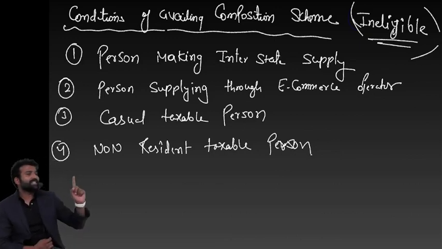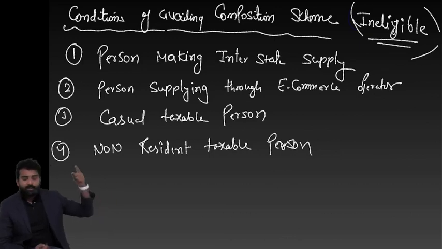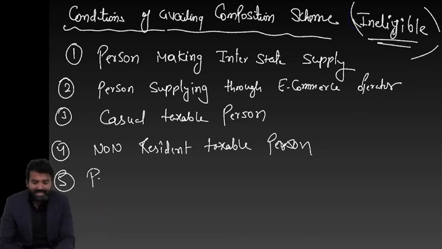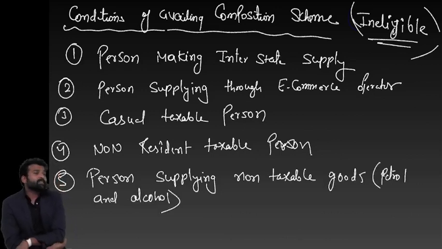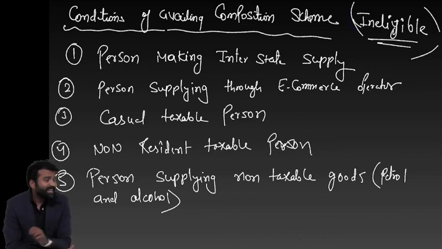So the person who is selling outside the state, the person supplying through an e-commerce operator, a casual taxable person, a non-resident taxable person. Again, one more thing is important. A person who is dealing in non-taxable goods, a person who is dealing in petrol and alcohol, he cannot opt for composition scheme. A person who is supplying alcohol and petrol, he cannot opt for composition scheme.